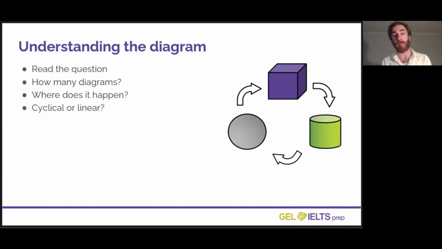We also need to think about whether the process is a cyclical one or a linear one. So a cyclical process repeats itself, and a linear process has a clear start and finish.